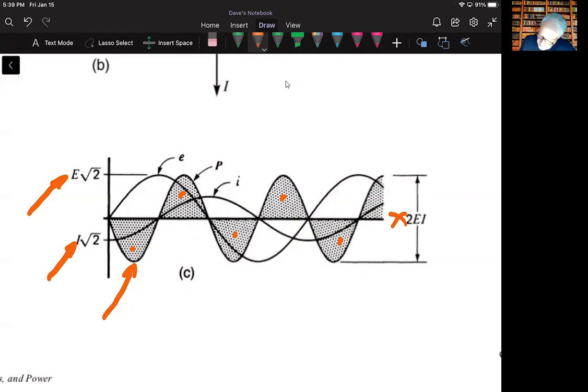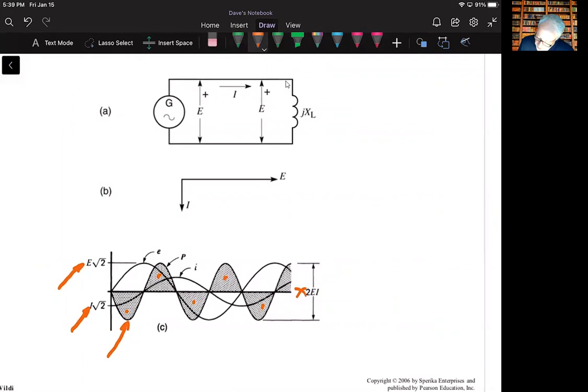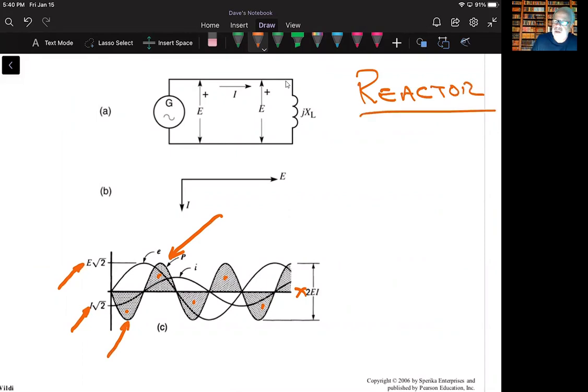All right, now if we look at a positive wave and we go back to this circuit here, the power in the positive wave is the power that's delivered by the generator to the inductor. Now, also, let me point this out to you. An inductor is also referred to as a reactor, and that's a common electrical term. The positive waves correspond to instantaneous power that's delivered by the generator to the reactor.